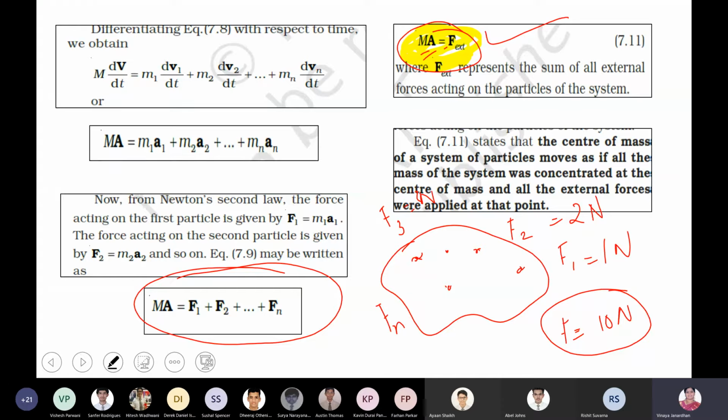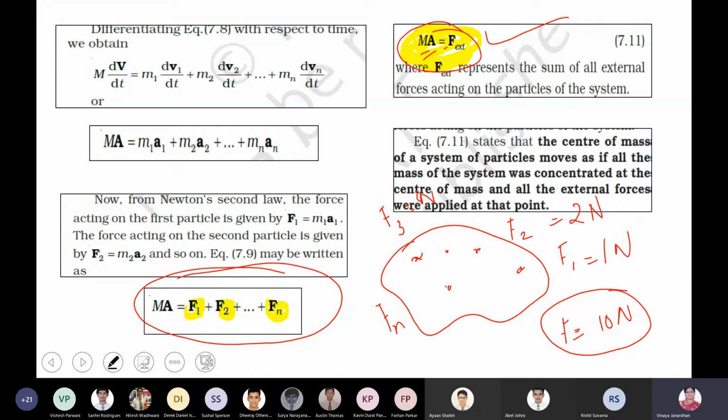Right? So you have a system of n particles. Now each particle has a different mass. Say a force F1 is acting on the first particle, F2 is acting on the second particle, Fn is acting on the nth particle. But the total force acting on the system is F external. The individual forces acting on individual particles might be different, but it looks like the total external force acts on the center of mass, so that the center of mass is accelerated by an acceleration A.